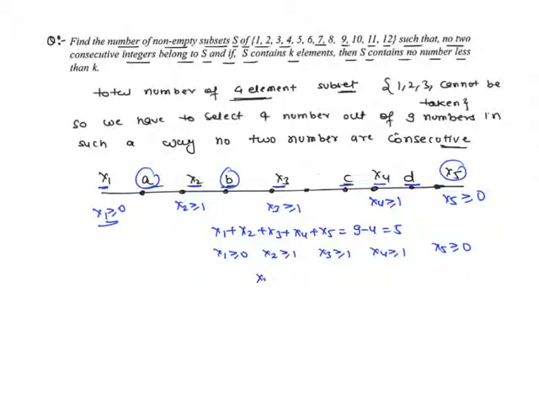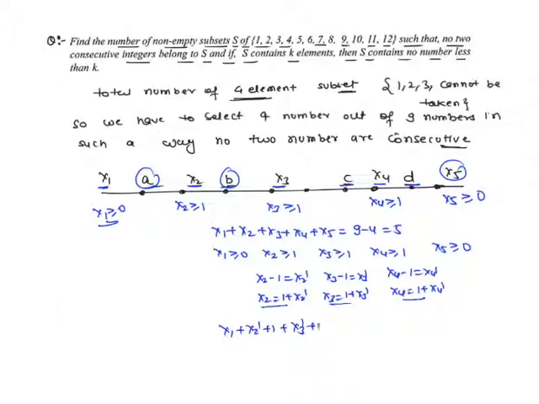So if I assume x2 minus 1 equals to x2 dash, so x2 will come out 1 plus x2 dash. Similarly x3 minus 1 equals to x3 dash, so x3 will come out 1 plus x3 dash. x4 minus 1 equals to x4 dash, so x4 will come out 1 plus x4 dash. If you put x2, x3, x4 values, we will get x1 plus x2 dash plus 1 plus x3 dash plus 1 plus x4 dash plus 1 plus x5 equals to 5. So from here we will get x1 plus x2 dash plus x3 dash plus x4 dash plus x5 equals to 5 minus 3, that will come 2.